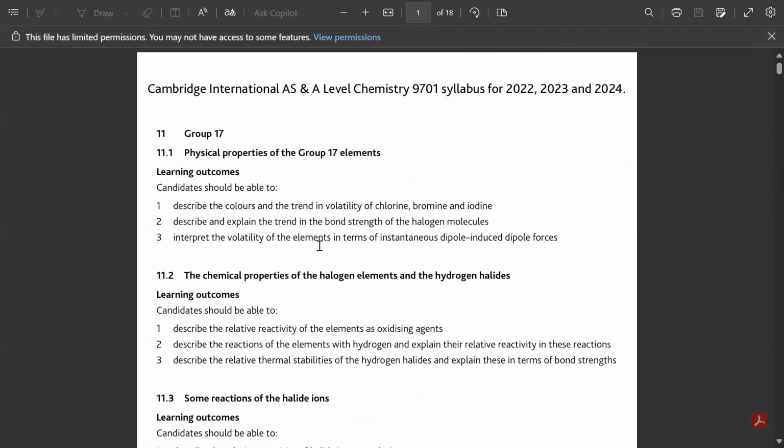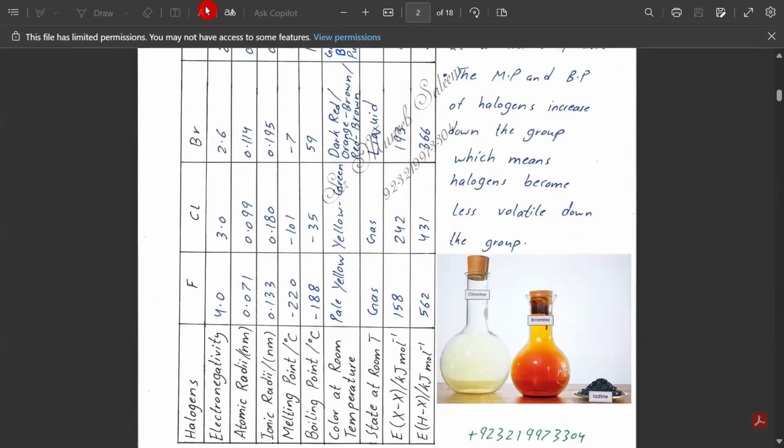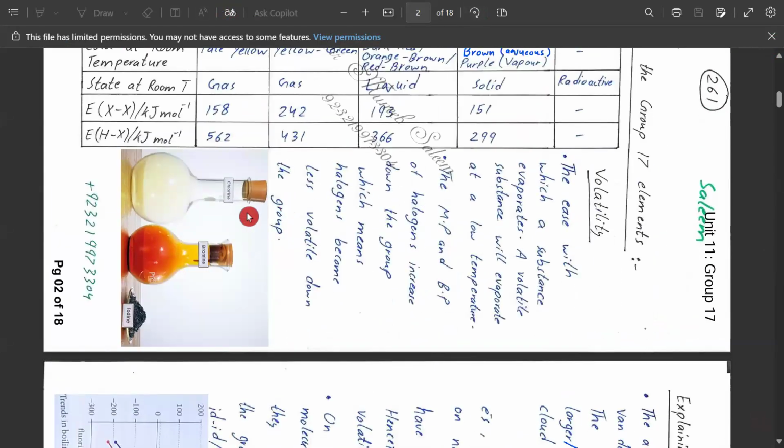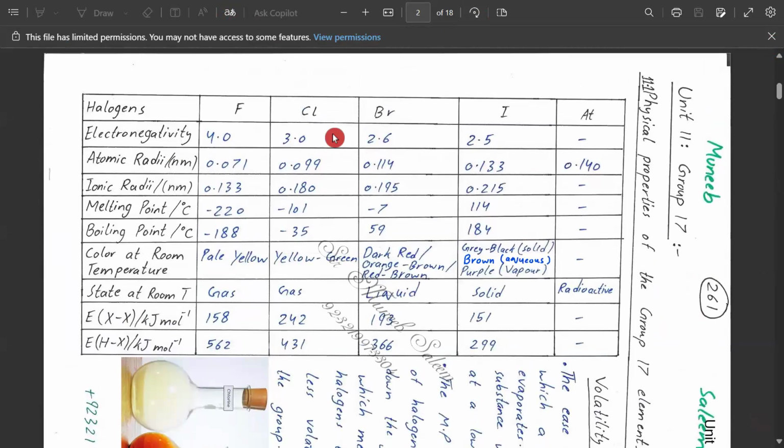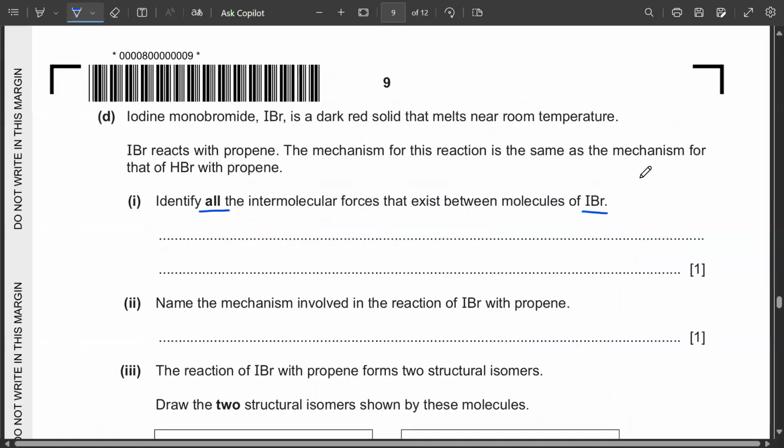So from this table, you can see the electronegativity value for bromine is 2.6 and for iodine it is 2.5. There is a difference of only 0.1 between them, which means that iodine will have a partial positive charge on it and bromine will have a partial negative charge on it, because iodine has the smaller value. Iodine has a value of 2.5 and bromine a value of 2.6.